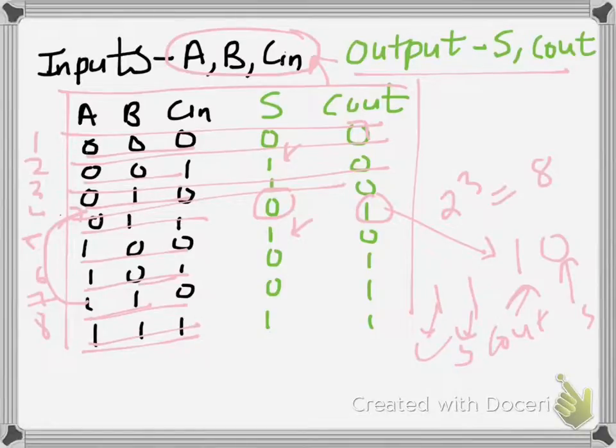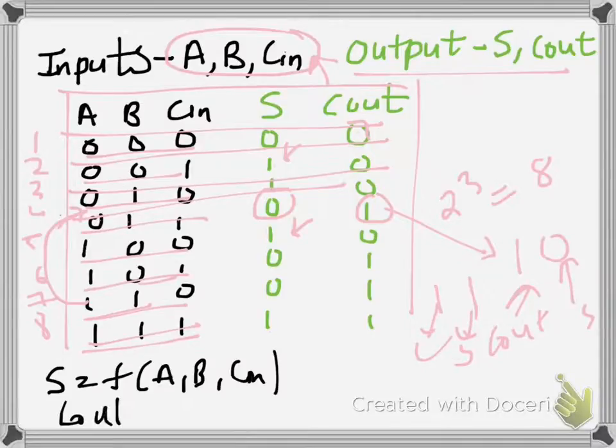So again we'll have to go with the same story. Same story means I'll have to write S as a function of A, B as well as C input, and same thing I'll have to write C out also as a function of A, B and C input.